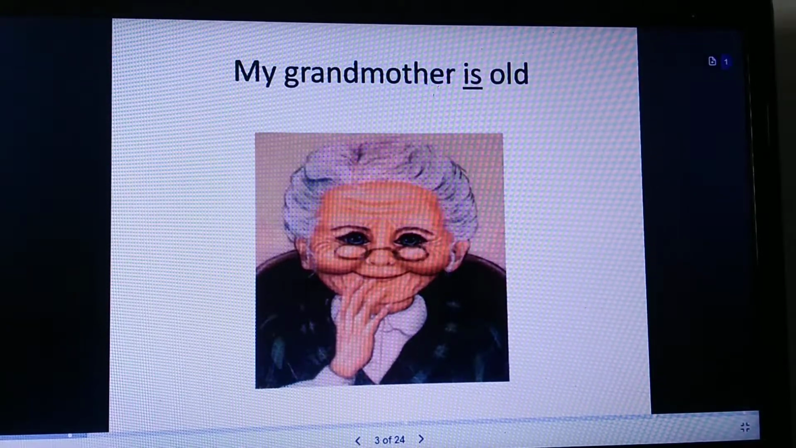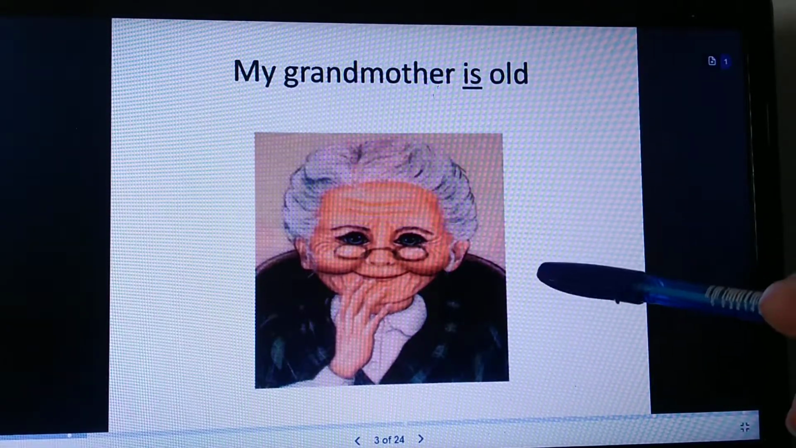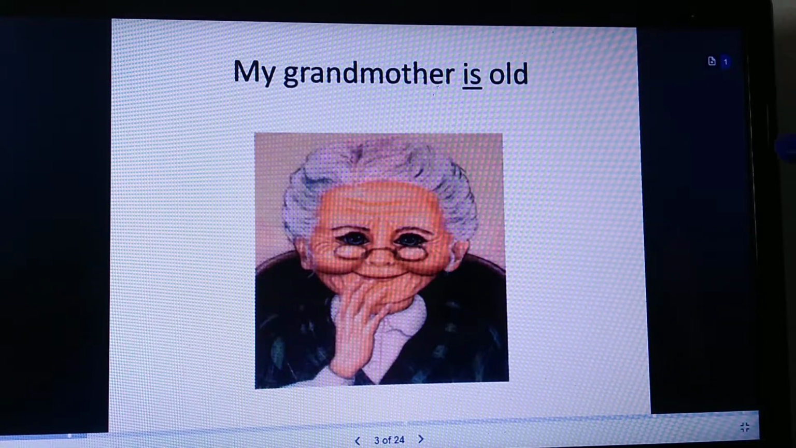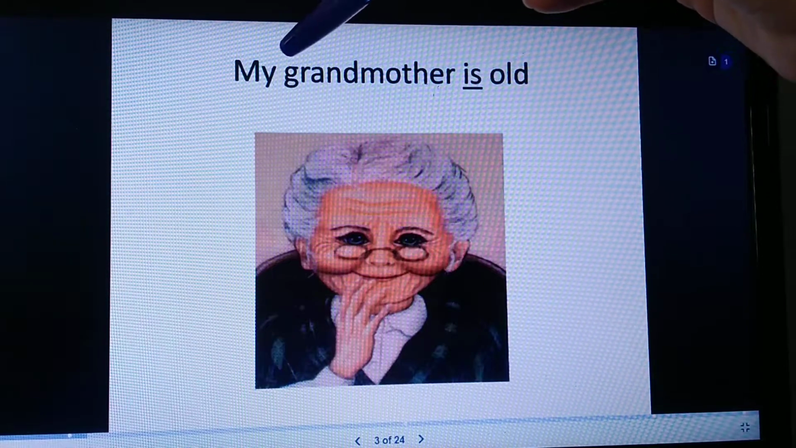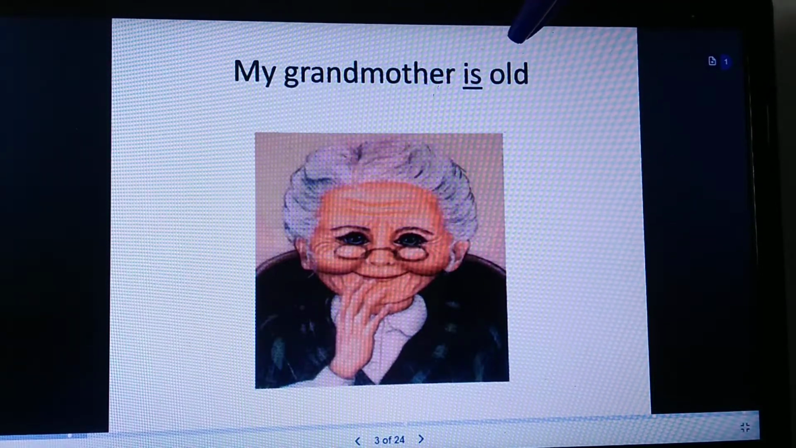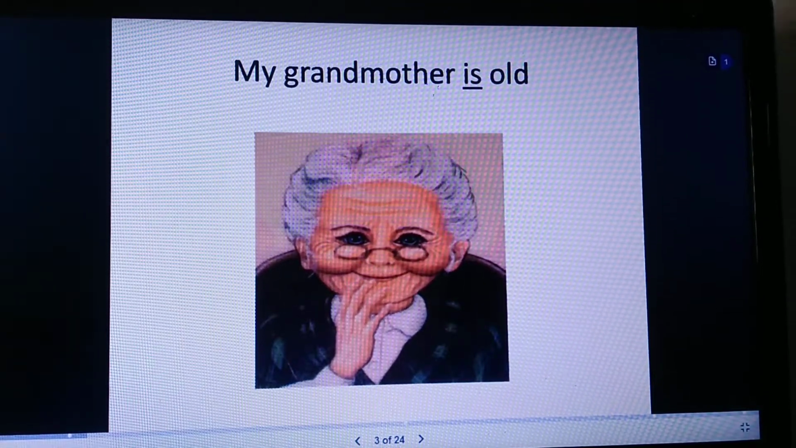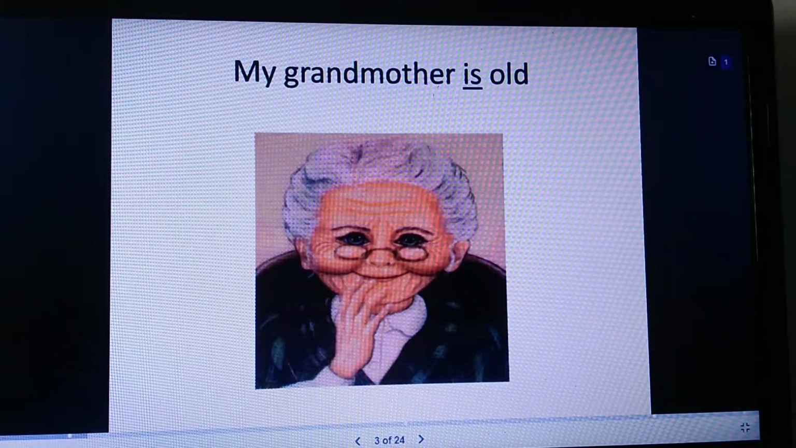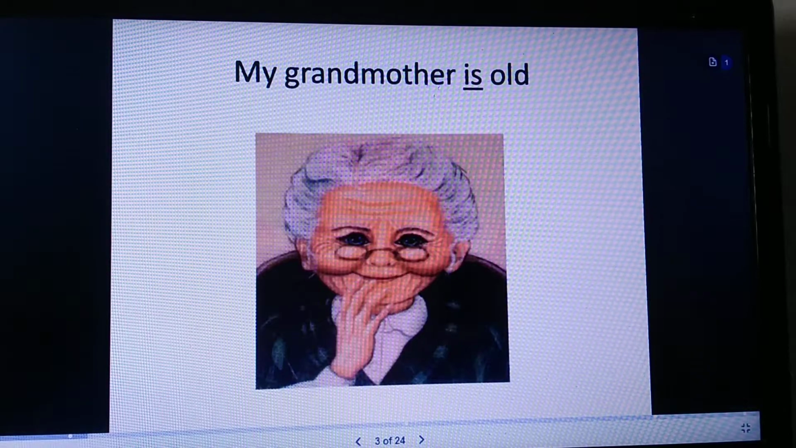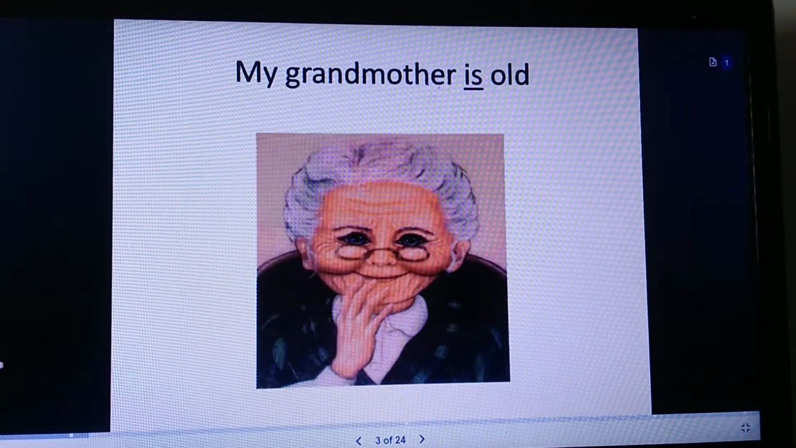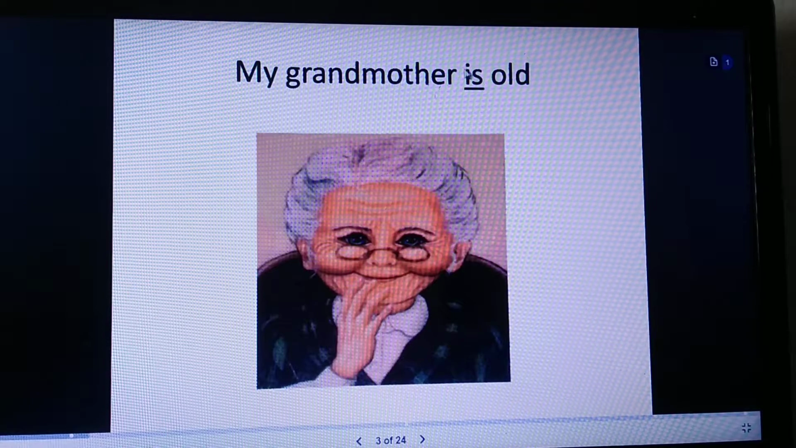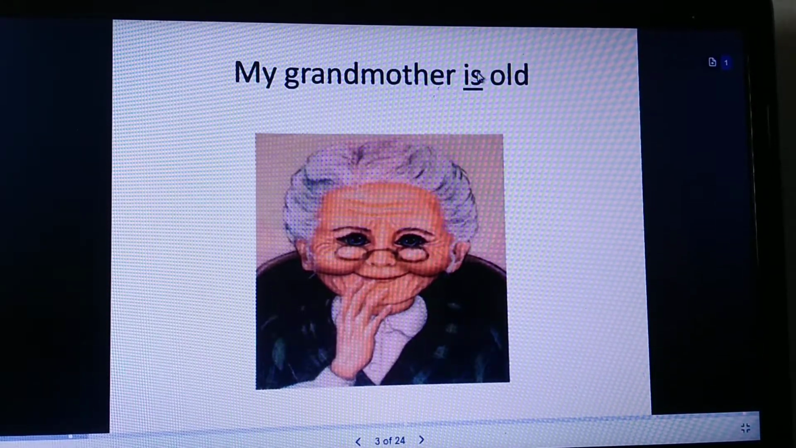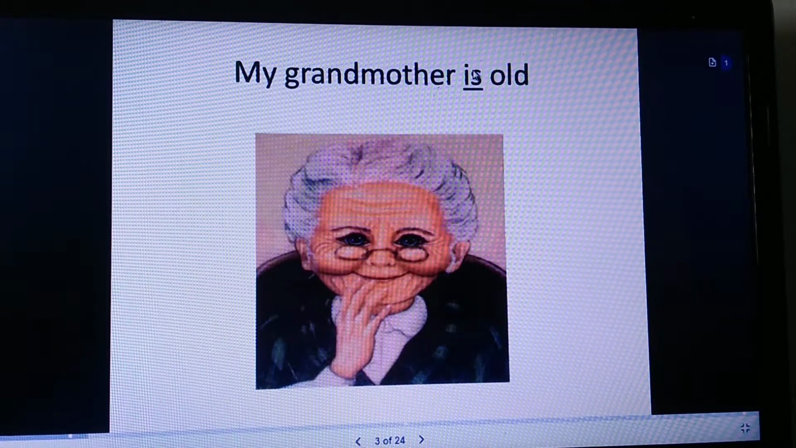Okay, so this is your grandmother or my grandmother, or this is a grandmother. So my grandmother is old. Again, I'll repeat. My grandmother is old. Okay, so I use "is" rather. This one I use "is" because what? Because this is a simple tense.